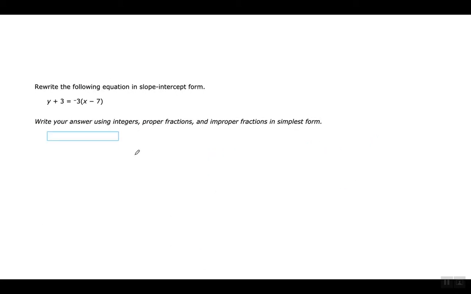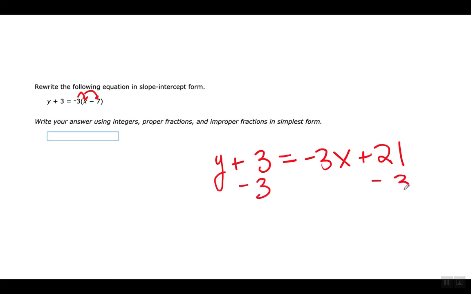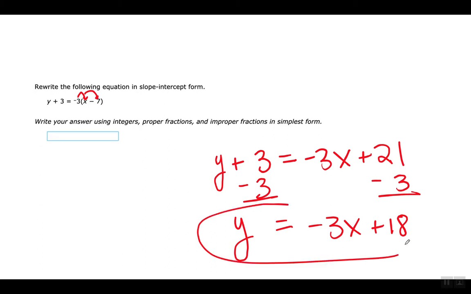Alright, let's look at this one. Again, distributive property. By now, this should be a piece of cake for you guys. Y plus 3 equals negative 3x plus 21. Now I'm going to move the plus 3 to the right by subtracting from both sides. And I'm going to get y equals negative 3x plus 18. And that's my answer. Y equals negative 3x plus 18.